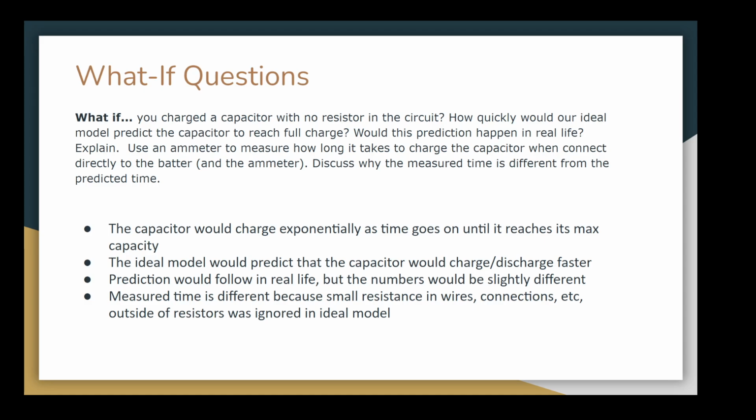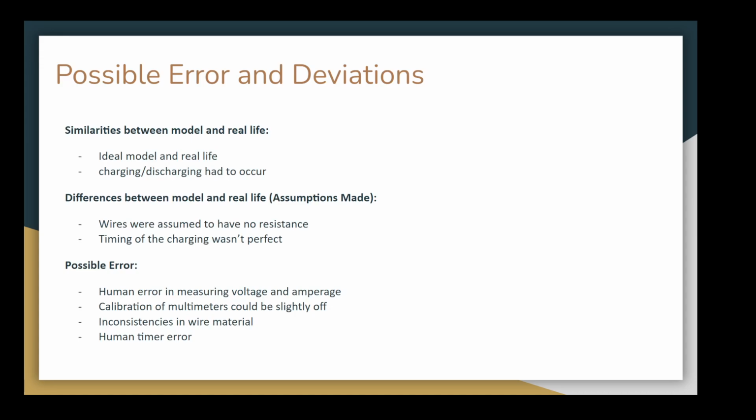That's why the measured time will be different, mainly because even when there is no resistor present, there is still resistance in the wires and connections. So it's not really ideal. Possible error: similarities between the model and real life. There was no real ideal model this time with no code, but ideally there would be no resistance in wires and connections. Also, charging and discharging had to occur, regardless of whether it's real life or in your imagination.